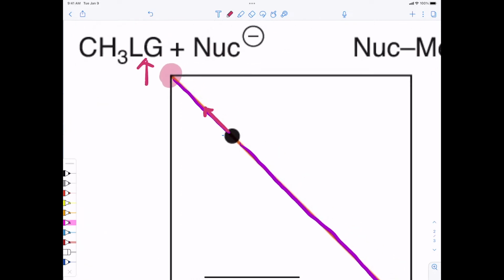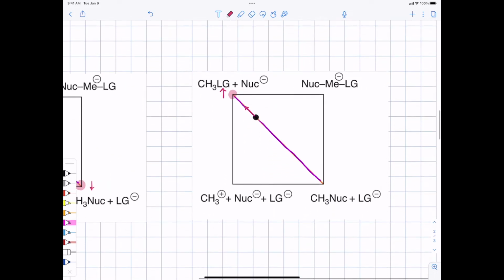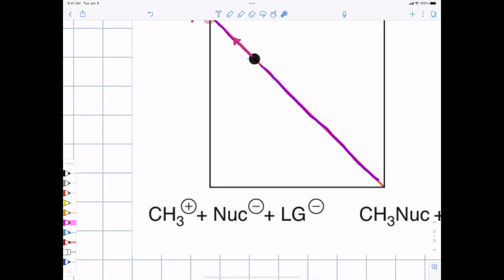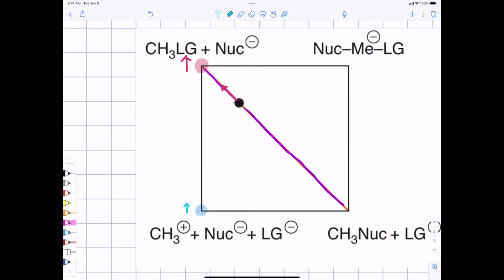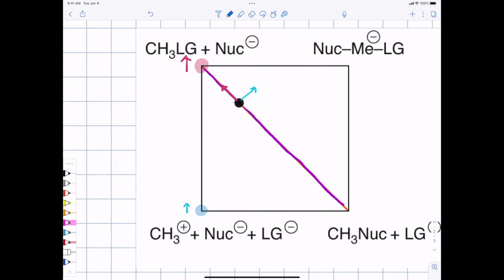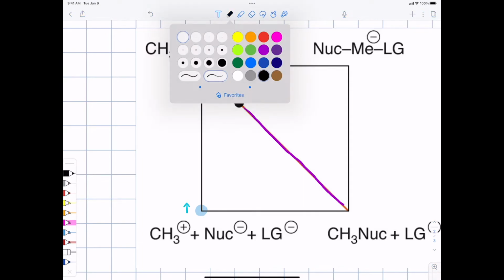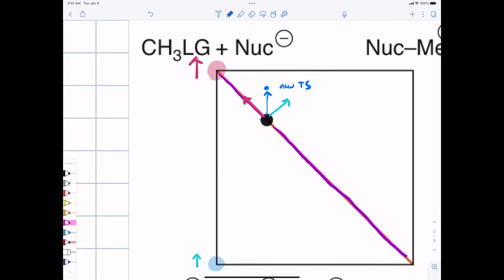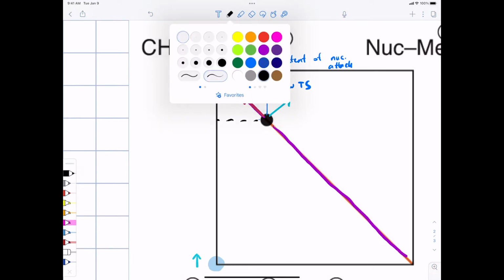However, increasing the free energy of the nucleophile would also increase the free energy of this corner. And by the marble effect, that would tend to push the transition state this way. And if we do the sort of vector sum of those two effects, we get something like this, where this is our new transition state. And somewhat counterintuitively, even though we have a better nucleophile, we have the same extent of nucleophilic attack, whereas we have substantially less leaving group departure.